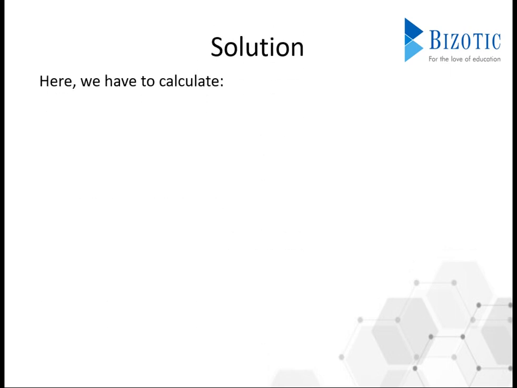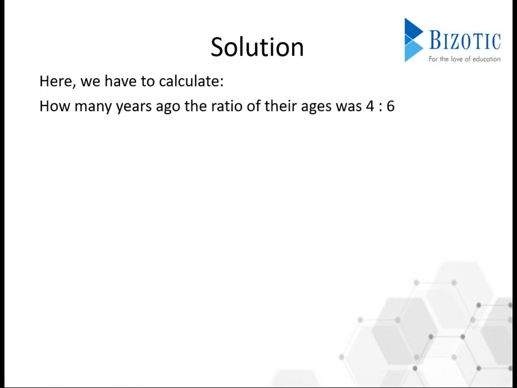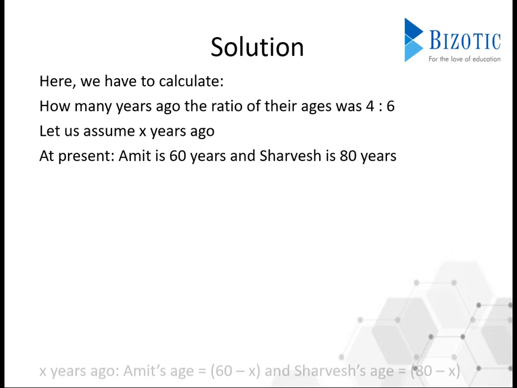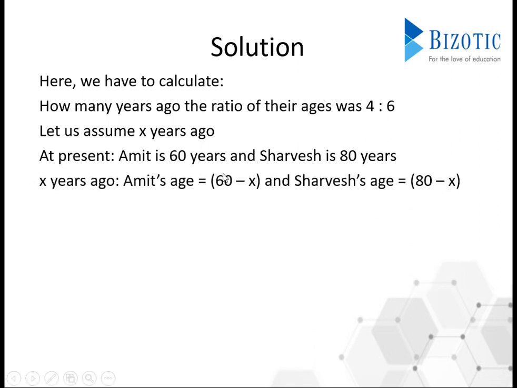How do we calculate here? The first thing they have told us is that certain years ago, the ratio of their ages was 4 is to 6. But we don't have any idea about that, so no information has been given. So let's take that some years ago or certain years before as X years. And now with that, we will have their ages as 60 minus X and 80 minus X, because when it's before certain years, you have to subtract it from the given value.